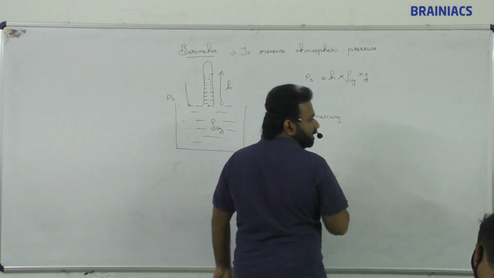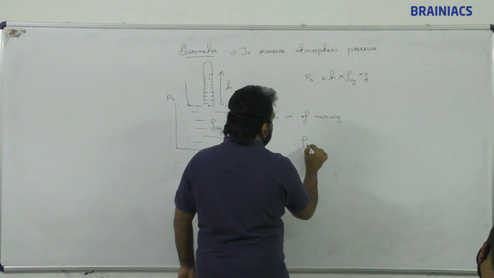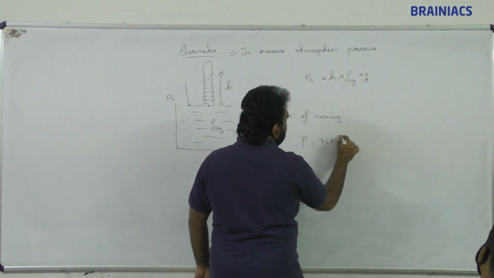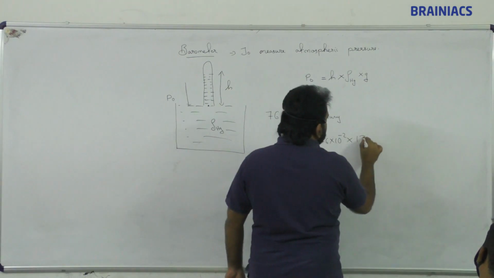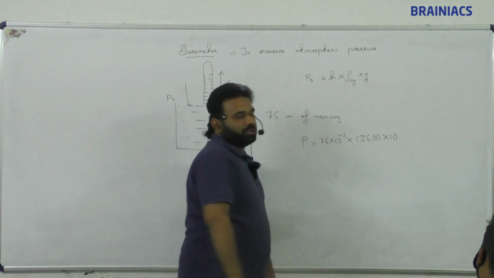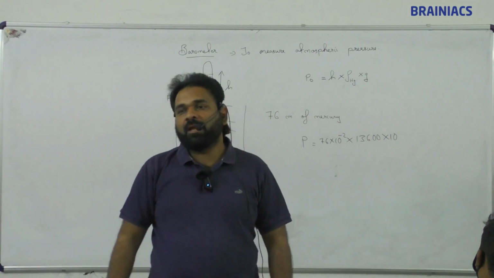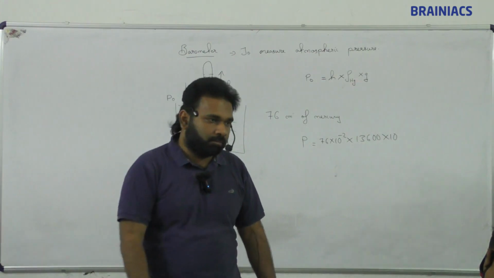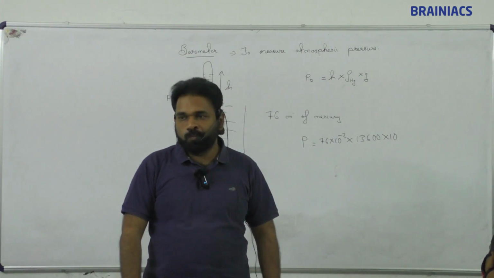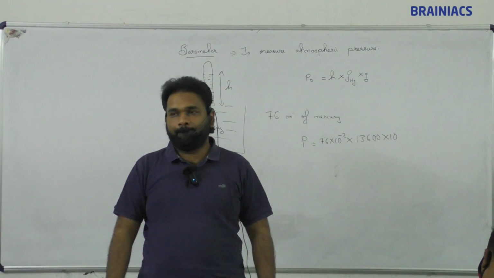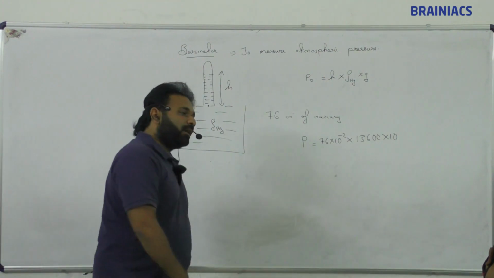So when someone says the pressure is 76 centimeter of mercury, then we can say P is equal to 76 into 10 raised to minus 2 into 13,600 into 10. So this will be the pressure. So based on the height of the mercury column, we will be able to say what is the atmospheric pressure. This is the idea.